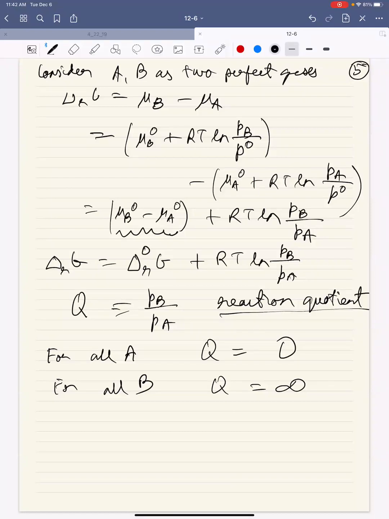Where did I say that? Well, I'm just assuming because of the argument you made. Which one? Mu B has to be less than mu A. But what if mu B and mu A are negative numbers? Then that kind of, sure.